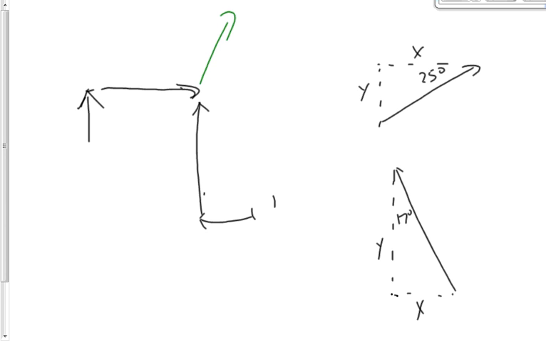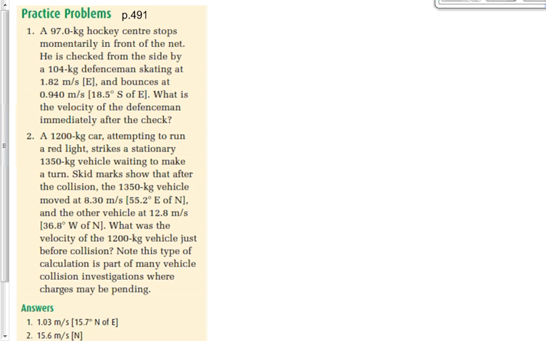All right, let's do those two problems that we had for homework last night on page 491. Both good questions, both a little bit different actually. There's bits of both of them that I think are useful to go through here. The first one says a 97-kilogram hockey center stops momentarily in front of the net. He's checked from the side by a 104-kilogram defenseman traveling to the east. So let's draw our hockey center, our lighter guy, he's 97 kilograms. He's still about 220 pounds.